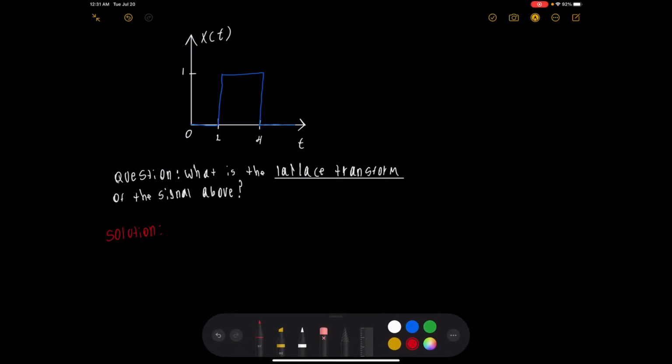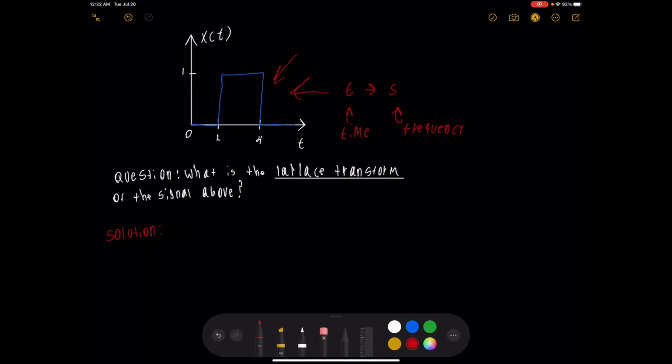Okay, so today we have this problem where we want to translate this signal into the frequency domain. Right now it's in the time domain, and we want to go to the S domain or the frequency domain. So let me write it down. So it's the time, this is frequency. So we are trying to find the Laplace transform of this signal right here. And so that's what we are going to do.